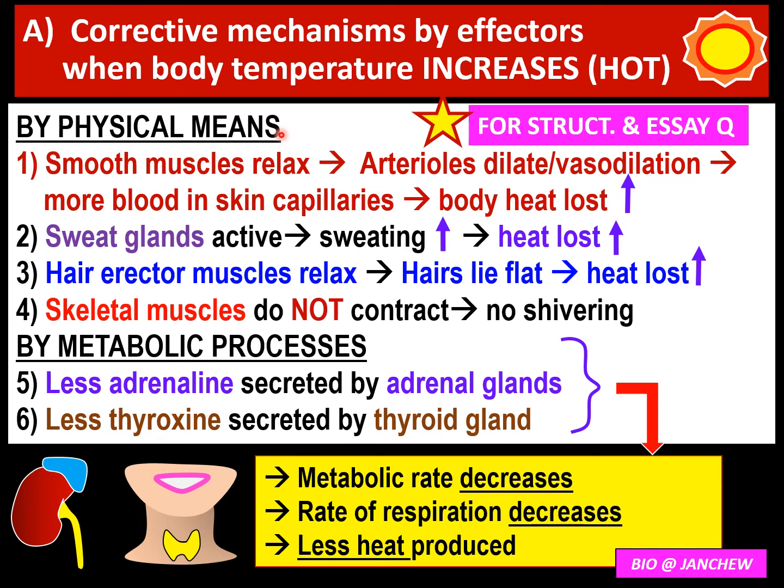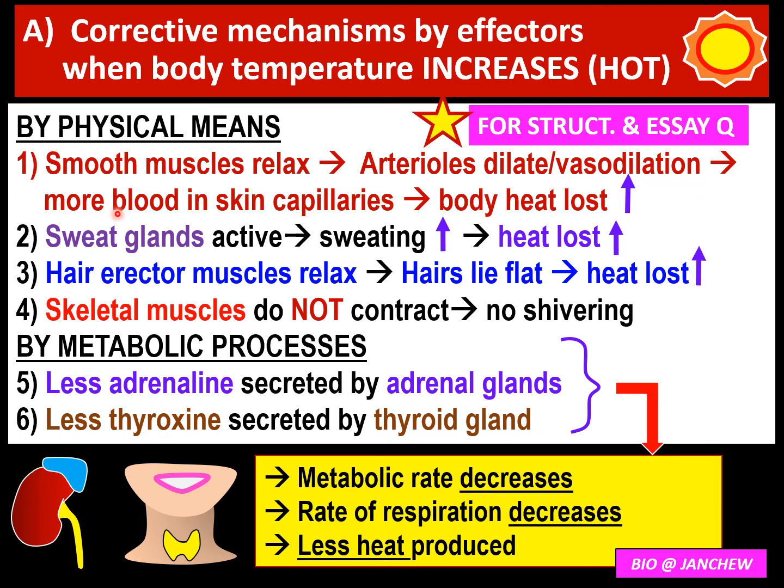So there are 2 ways of regulating body temperature: by physical means, using the structures in the skin, for example, and regulation of body temperature by metabolic processes, meaning by using chemical processes in the body to either generate heat or produce less heat. Let's talk about the physical means. We have discussed a few of these just now. Smooth muscles in the walls of the arterioles will relax, so that the arterioles become larger or they dilate. The process is known as vasodilation.